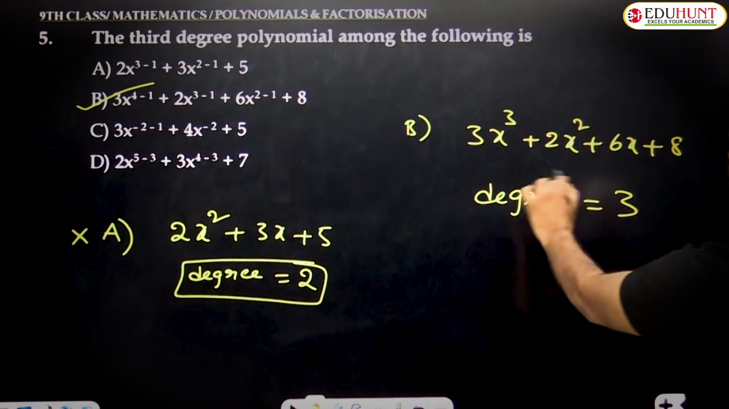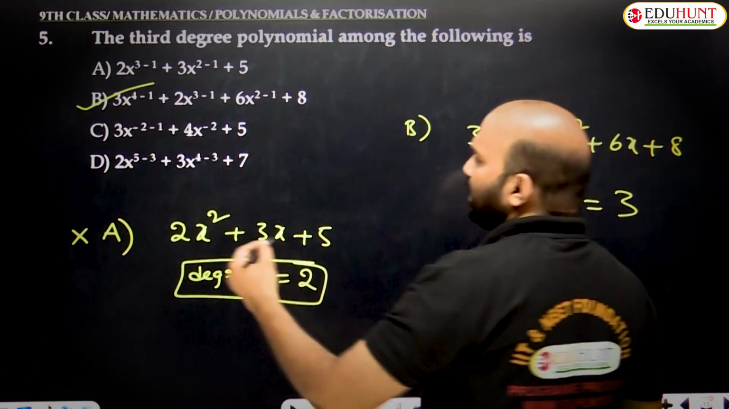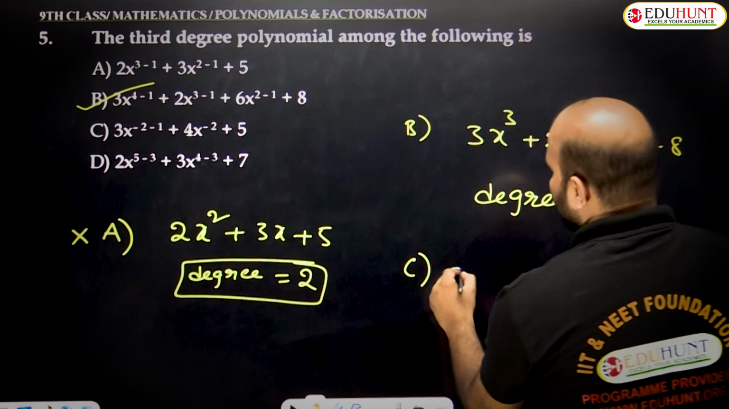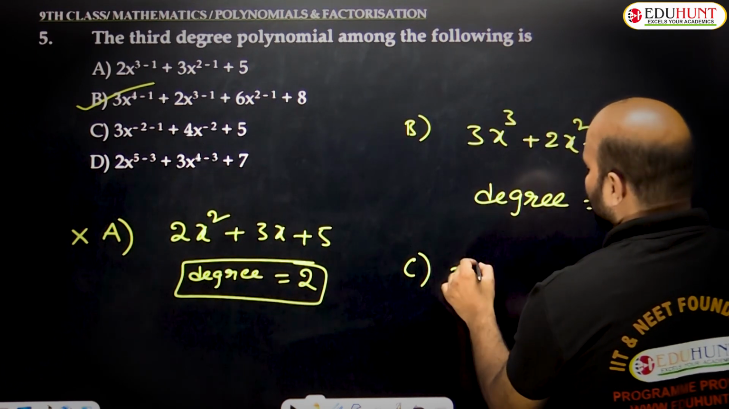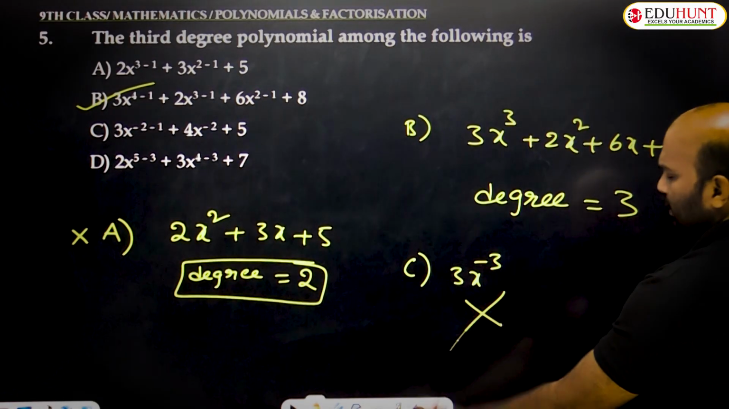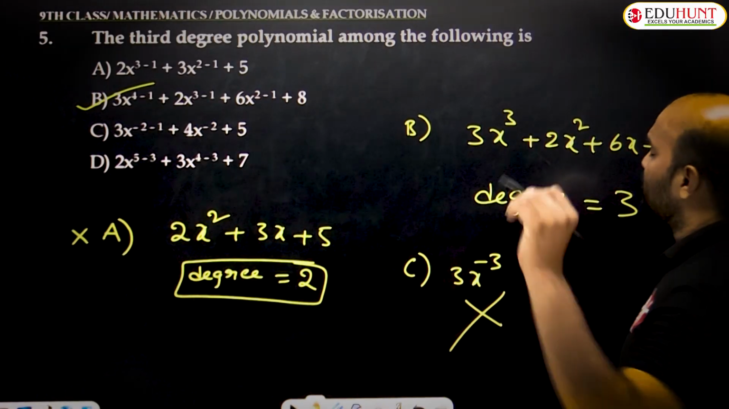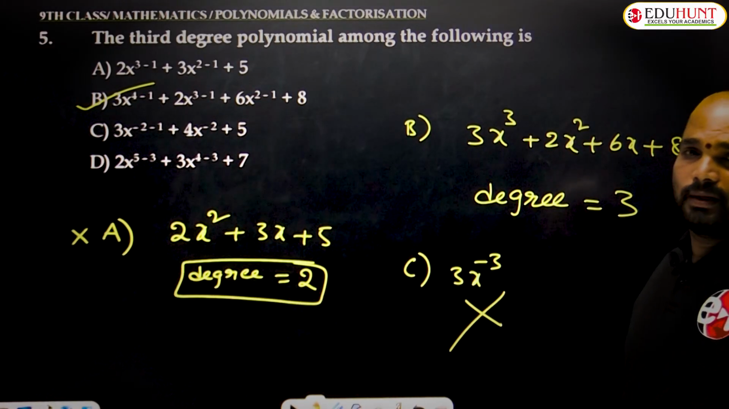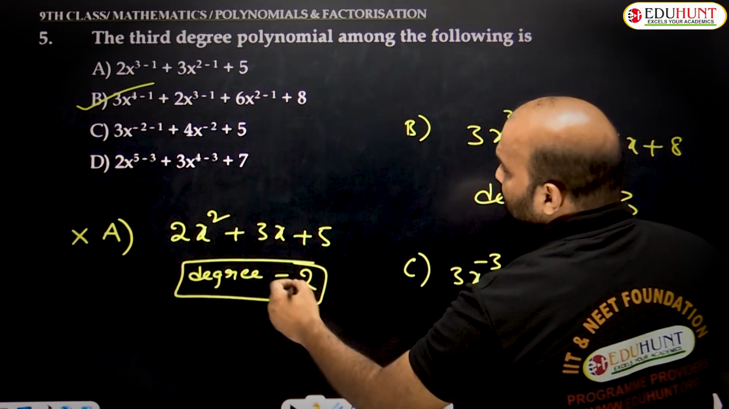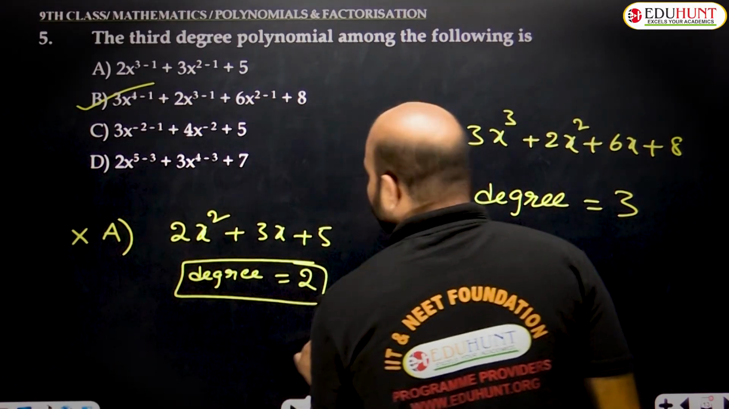Because this is the original expression, 3x cube plus 2x square plus 2x plus 8. So one should verify C. It is 3x power minus 2 minus 1, which is minus 3. So the power value is a negative integer. It is not a polynomial equation, because exponents cannot be negative integers. So C is wrong. Then D is 2x power 3. So one should verify D also.